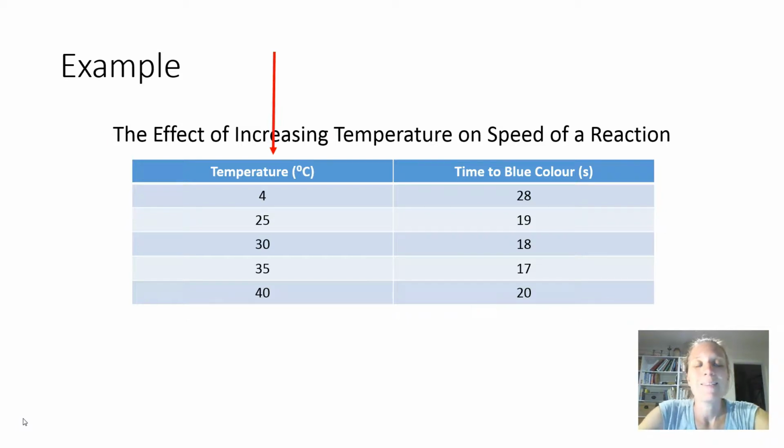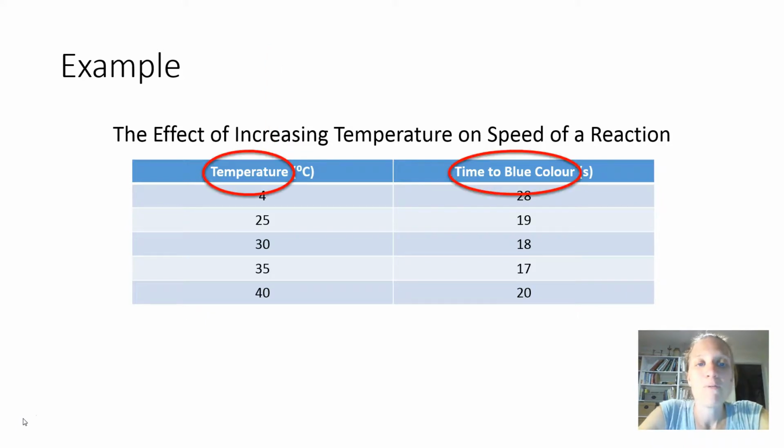Also, notice that the independent variable appears in the left-hand column, and also that those numbers are increasing. They may not be increasing by a constant amount. So, for example, my very first reading was taken at 4 degrees Celsius, and the next one was taken at 25 degrees Celsius, and the next one at 30, and then 35, and so on. But definitely the trend, the pattern, is that these numbers are increasing. That doesn't need to be the case with the rest of the table, only with this left-hand column.